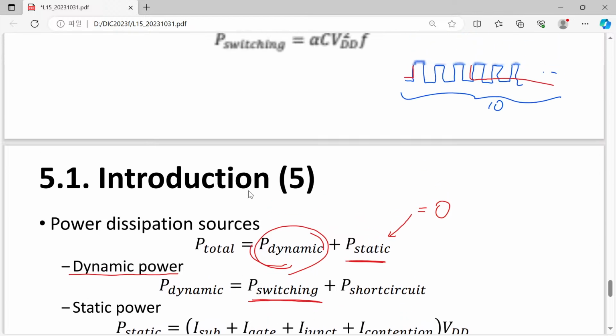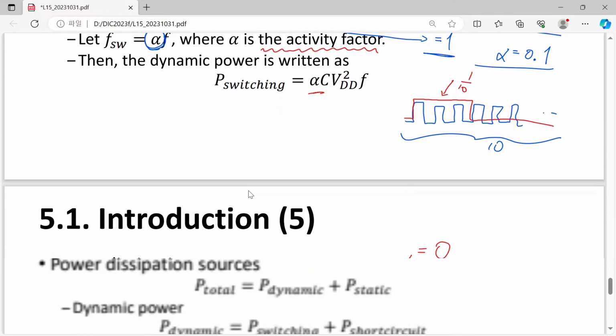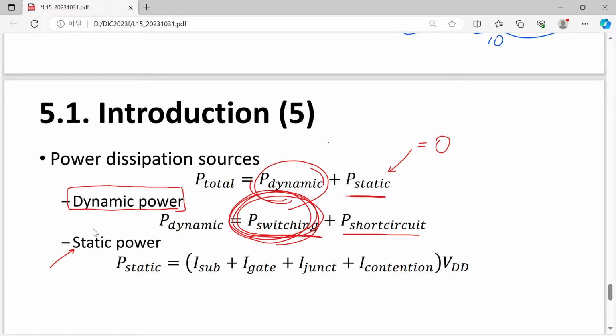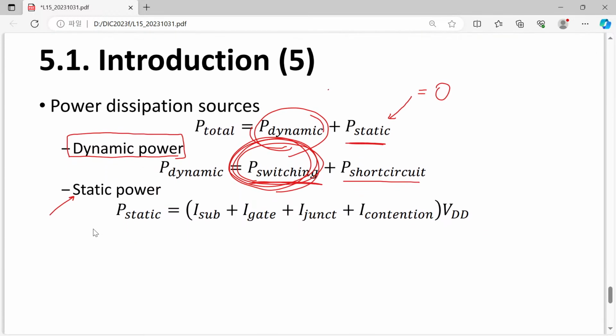and short circuit power. Switching power, what is it? The one we have studied up to now, and we also have short circuit power consumption, although this is relatively small. Compared with dynamic power, in the former days, static power consumption was relatively negligible. That's the reason why the power consumption was more or less determined by this switching power consumption. However, nowadays static power consumption is also quite important.